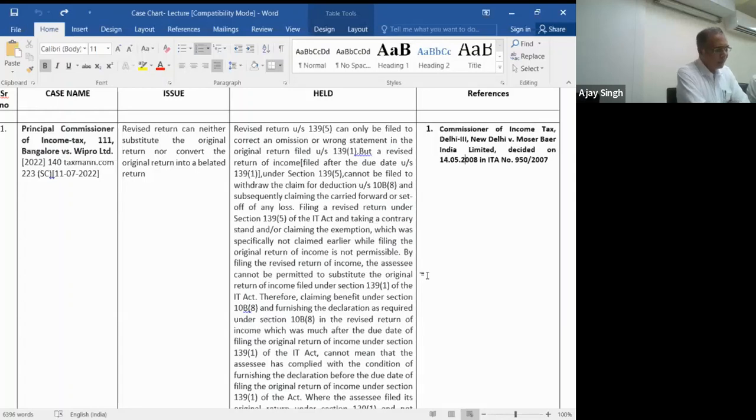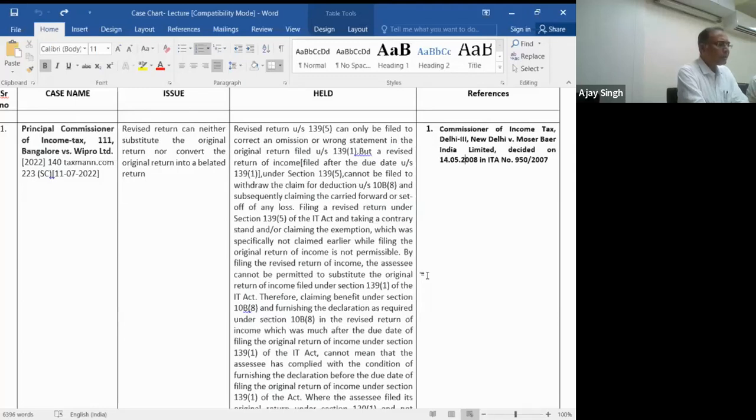The assessee had contended that even if this particular declaration is filed during the course of the assessment, or subsequently while filing the revised return, it is due compliance with the requirement of Section 10B, and therefore there is no violation as far as Section 10B subsection 8 is concerned. These were the arguments of the assessee.